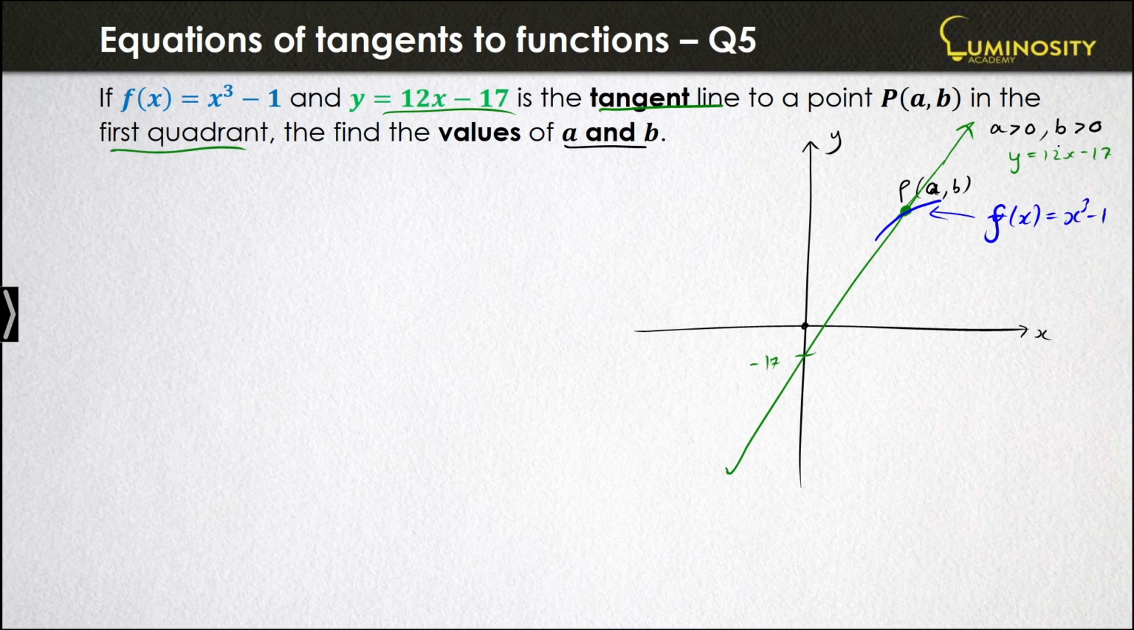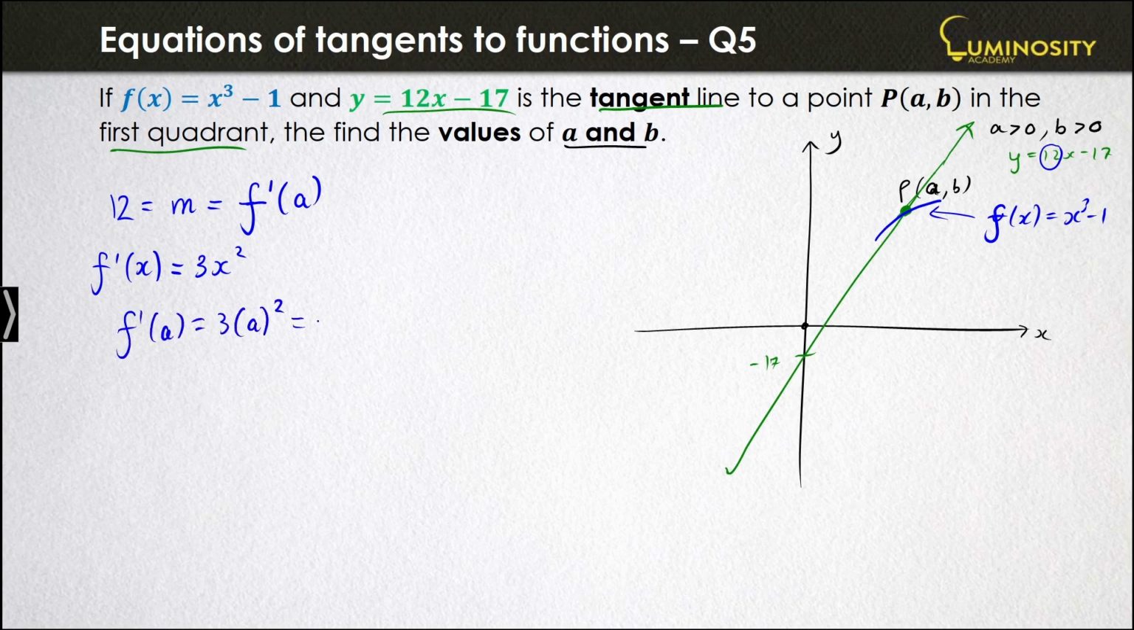Now let's notice something. The 12 here, that gradient, is the gradient of the tangent line, which is the derivative at the point a. So if we work out the derivative, f prime of x, using the difference law and the power law, I get 3x squared. Now if I substitute a into there, f prime at a, I get 3a squared, and that equals 12, because that's the gradient at that point. So a squared equals 4 if I divide both sides by 3, and therefore if I take the square root, I get plus or minus 2.